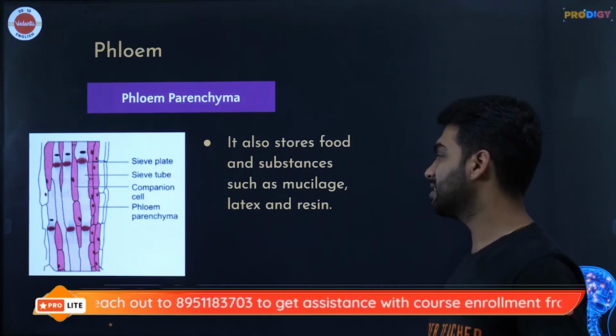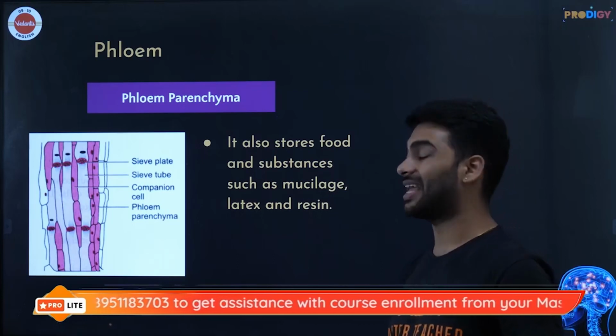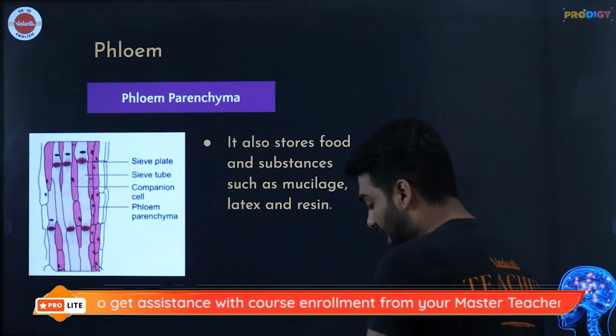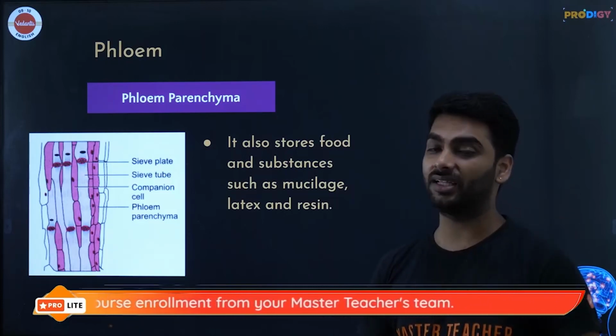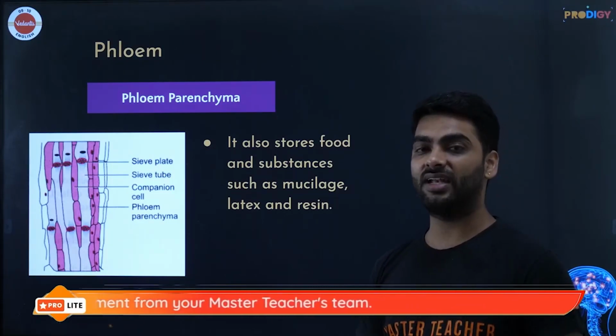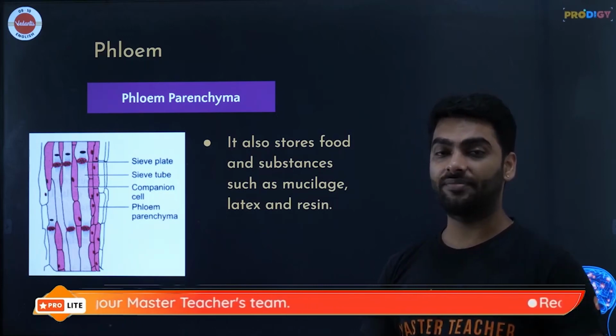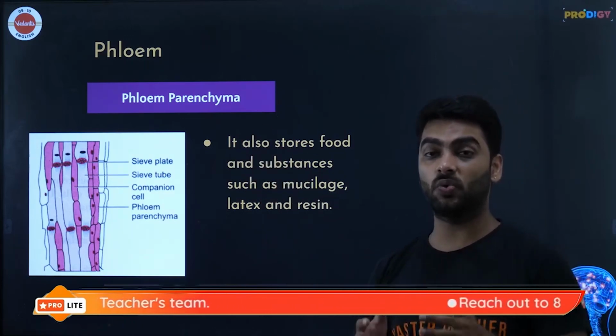It stores food and substances such as mucilage, latex, and resin. Now, plants like the rubber plant. If you give a cut to the rubber plant, it will start giving out a white colored latex. Where does that latex come from? That latex comes from the phloem parenchyma, which stores the latex.